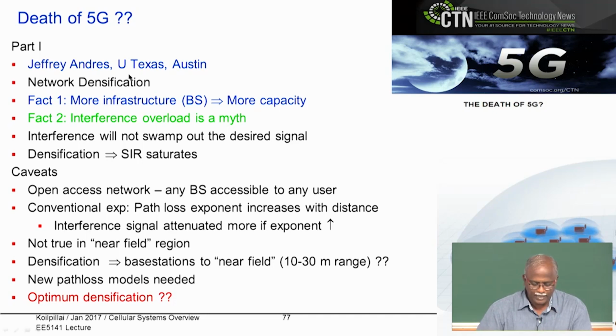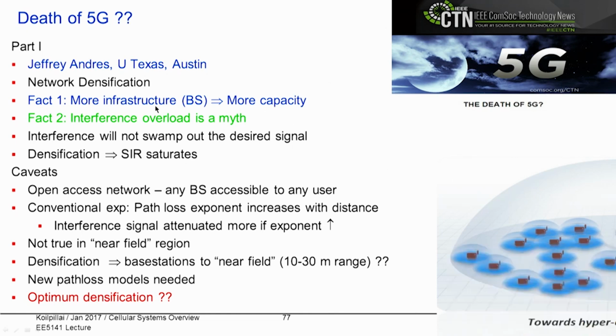Now, there is a fundamental assumption that we are making with densification, which says the more cells or base stations you create, the more capacity there is in the network. Okay? Now, what about interference? I am going to generate more interference. There is always the assumption that my user is closer to me, so I transmit with less power, and therefore the overall interference to the network is less.